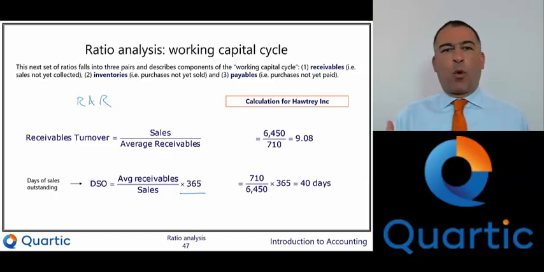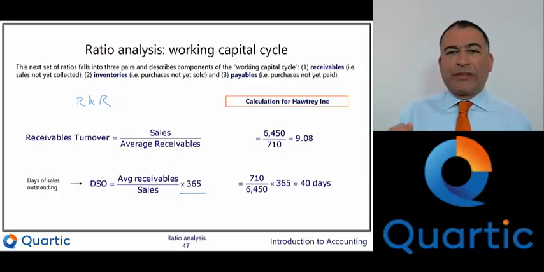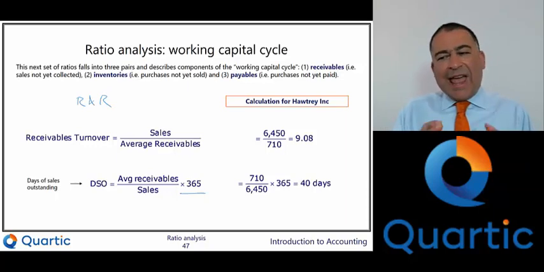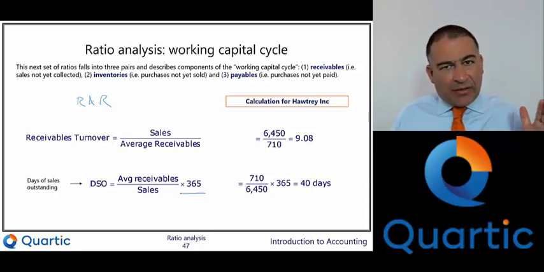And it's a hybrid, this is the Quartic terminology. We call this a hybrid ratio because your sales come from the income statement, your receivables come from the balance sheet. And as you'll see, there's a bit of a mismatch here because your sales are over the whole year, whereas your receivables are just at the year end.